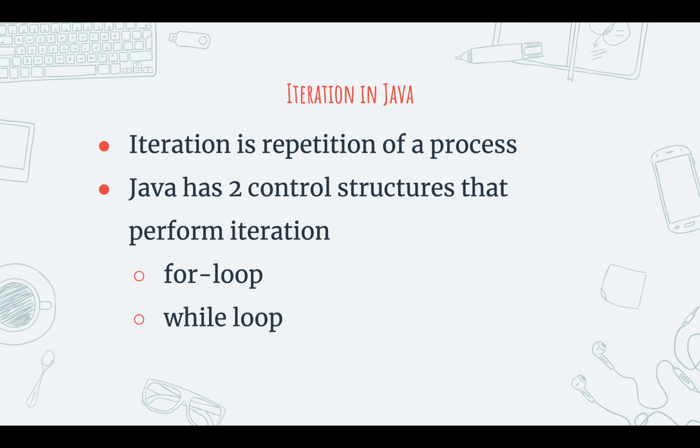Iteration is basically the repetition of a process. So if you want a program to repeat the process of a certain function or a certain piece of code multiple times, then we have to implement some type of iteration. The iteration that Java has, for example, are for loops and while loops. Now, it's not confined simply to for loops and while loops. However, these are the main ones that we'll be discussing.